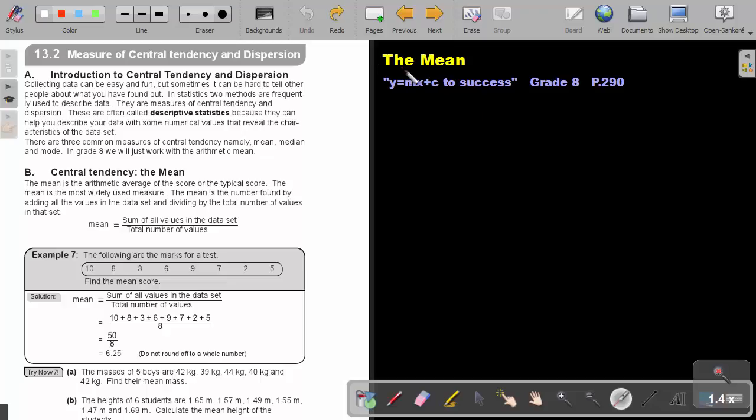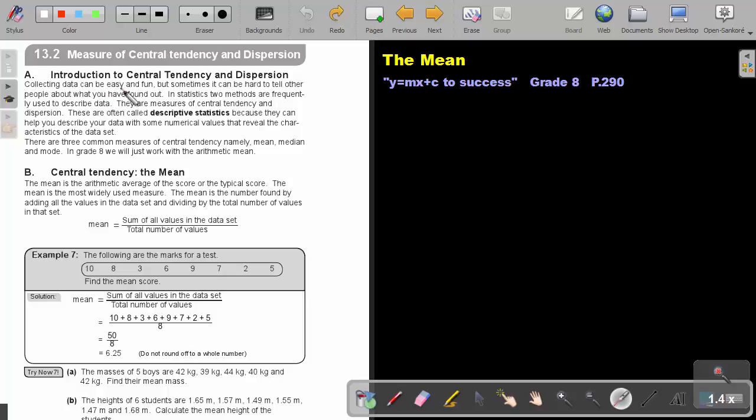Part 7, the mean. You will find this on page 290 in the Namibian Mathematics Grade 8 textbook, y equals mx plus c to success. Let's start at the beginning. Measure of central tendency and dispersion. Introduction to central tendency and dispersion.